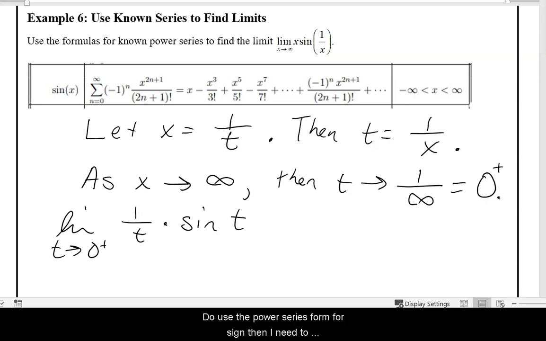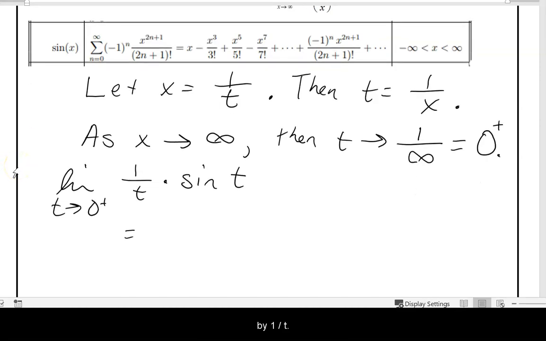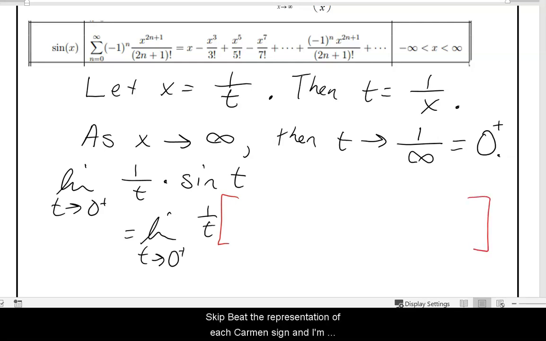To use the power series form for sine, I need to replace the sine of t with its power series form. In that case, I can simply rewrite this and multiply it at the front by a 1 over t. Using that representation, I will get the limit as t approaches 0 from the right of 1 over t times, and I'll use big red brackets for the sine representation. That will give me the representation of each term in sine, and I'm going to expand it.